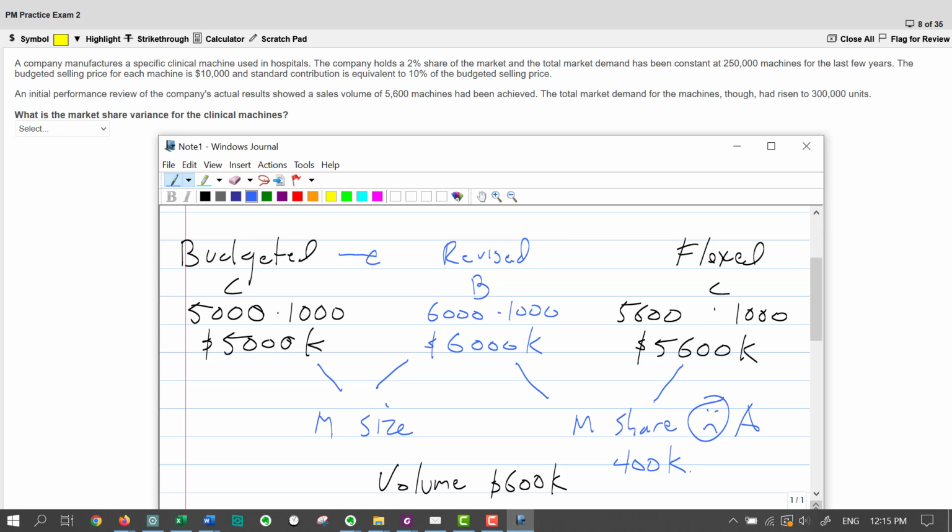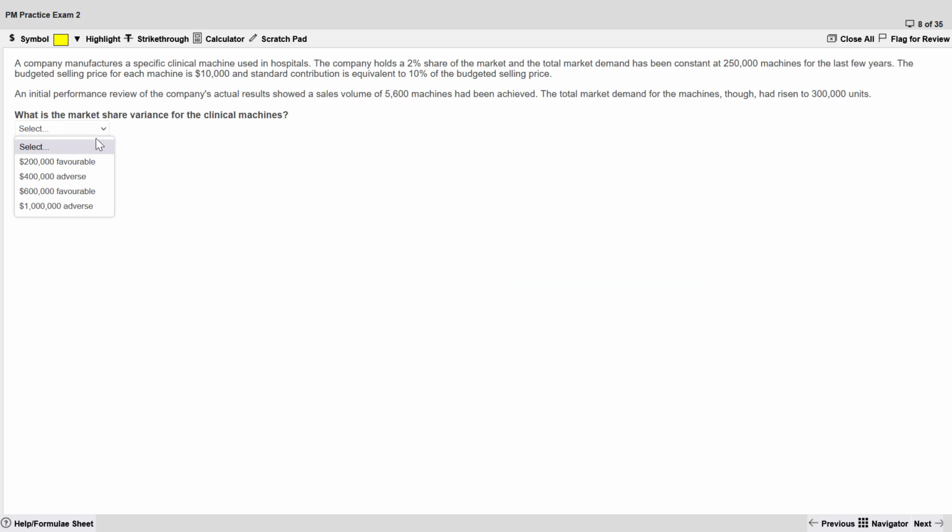So the answer, team, is the second one, 400,000 adverse. There you have it, a quick review of the market share and the market size variances, which are a breakdown of the sales volume variance. You need to remember that for your upcoming PM exam.